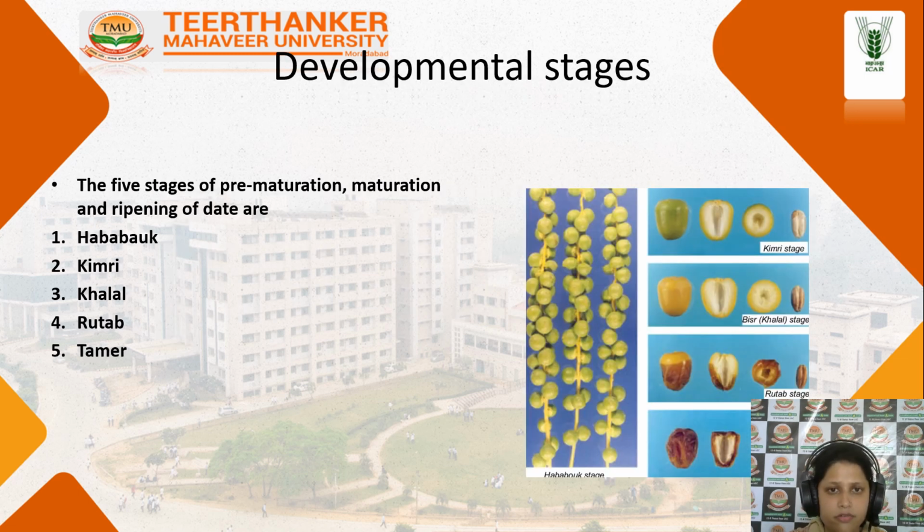Now there are fruit developmental stages in date palm. The 5 stages of prematuration, maturation and ripening of date are: the first one is Hababouk, second is Kimri, third is Khalal, fourth is Rutab and the fifth one is Tamar. Now let's discuss them one by one.